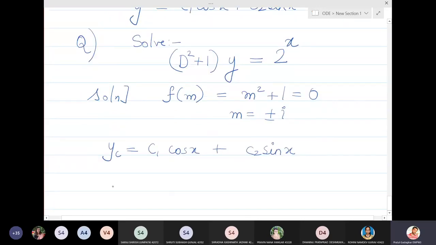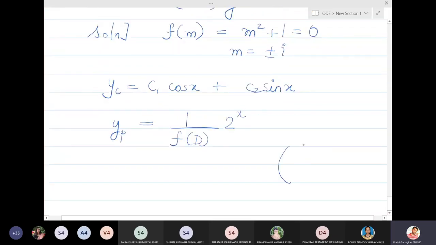What is yp? Yp is 1 upon f of D, and the right hand side is 2 raised to x. So we write 2 raised to x. This I'm writing only for the sake of your notes. In the exam you don't have to write anything. We write 2 raised to x as e raised to x log 2. Where does it come from? Because of the note that I've given you, note 1.